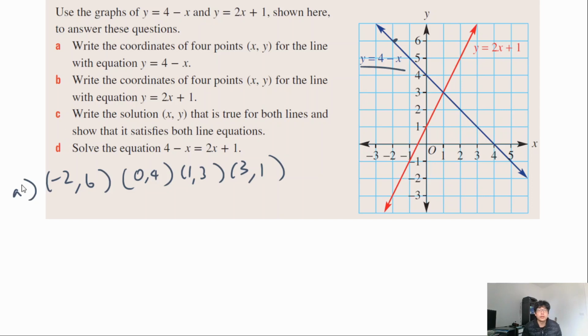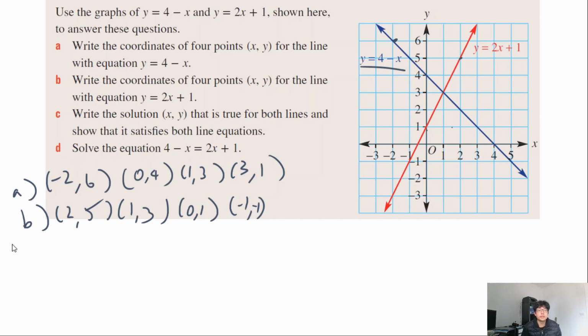Next question, write the coordinates of 4 points (x, y) for the line with the equation y equals 2x plus 1. So that's the same deal, but this time on the red line. Let's start off with this one: 2, 5. Another one, 1, 3. Another one, 0, 1. And another one, let's go -1, -1. So once again, as long as it's on the red line and you have a different point, it's perfectly fine.